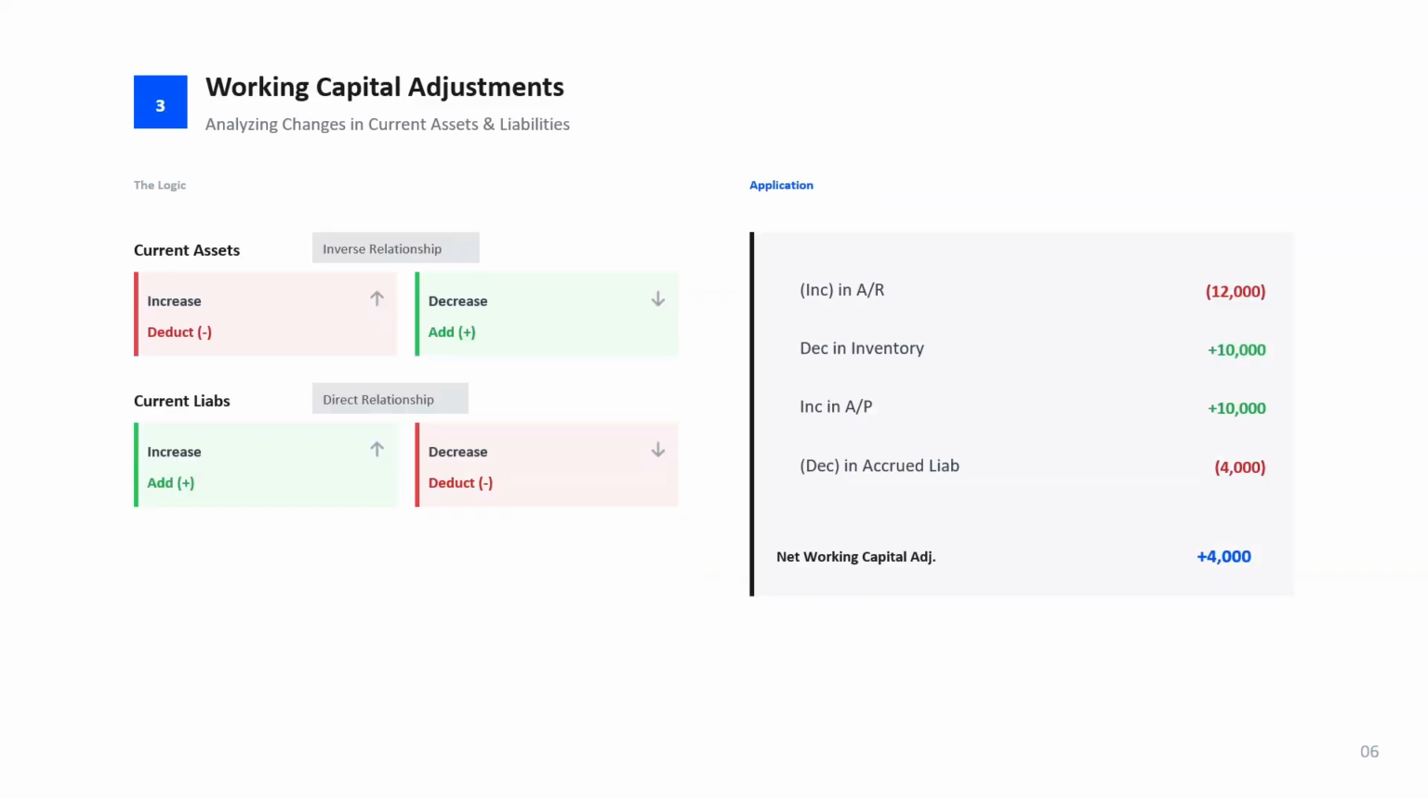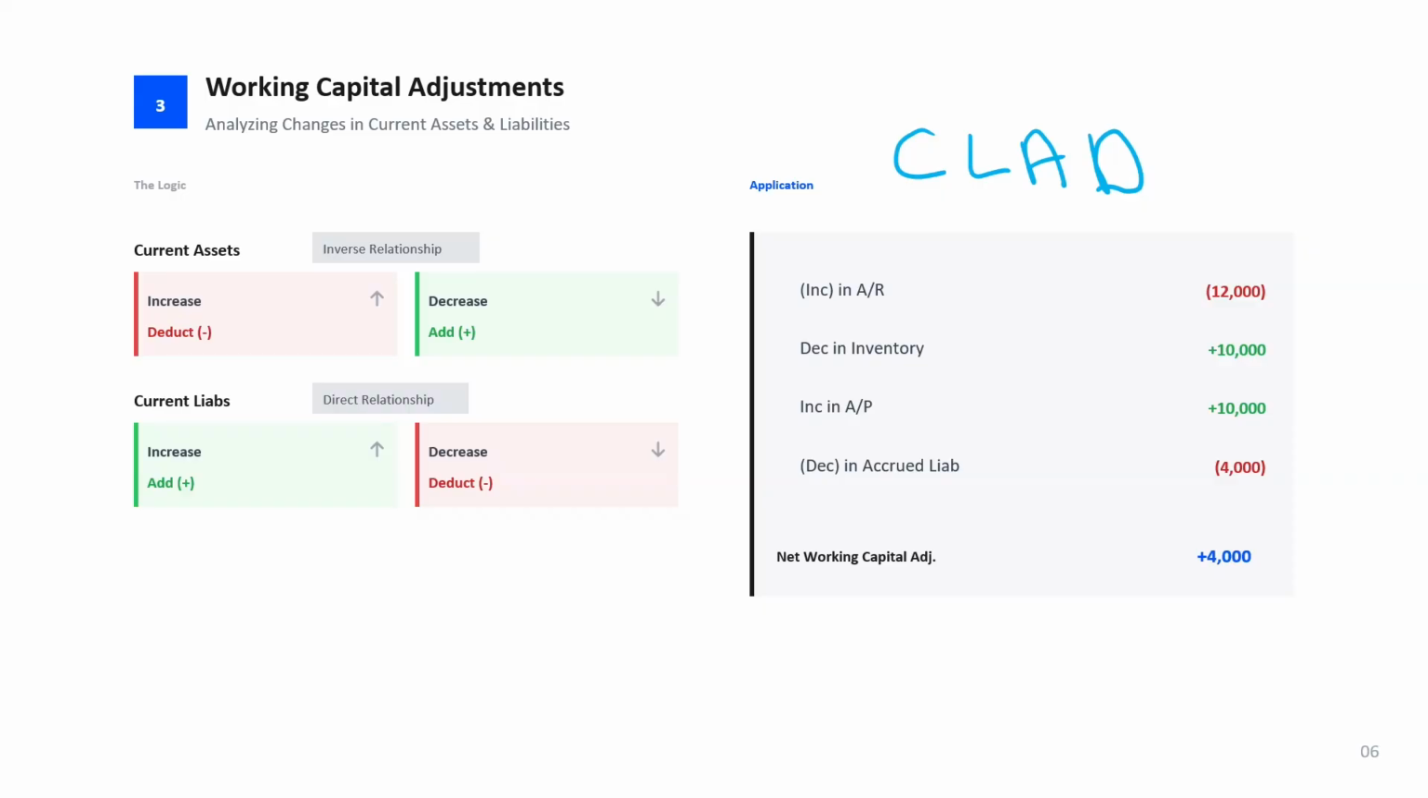Now we move to the final step in calculating operating cash flow, adjusting for changes in working capital. This step accounts for the timing differences between when revenue and expenses are recorded and when cash is actually exchanged. Here you may remember the CLAD mnemonic to remember the logic.